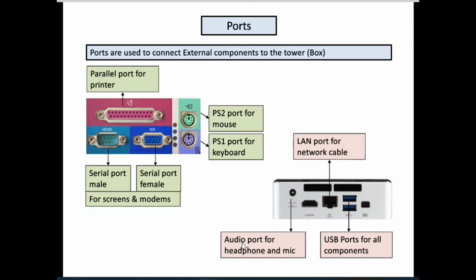Okay, then you had your two PS/2 ports, the one for the mouse and the one for the keyboard. But really, now if you buy a machine, you do not see any of those ports anymore, really. What you see is the LAN port for the network cable, as we have it here on the right, audio port for headphones and mic, different USB ports for all other components. And there you can see there's an HDMI port there and another HDMI port that you can use. And really, this is what we expect to see if we buy a machine these days.